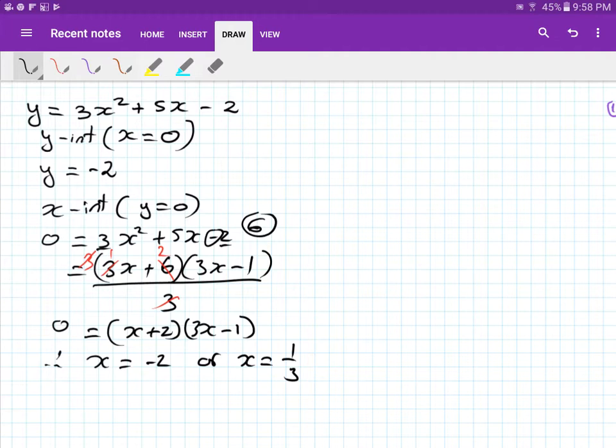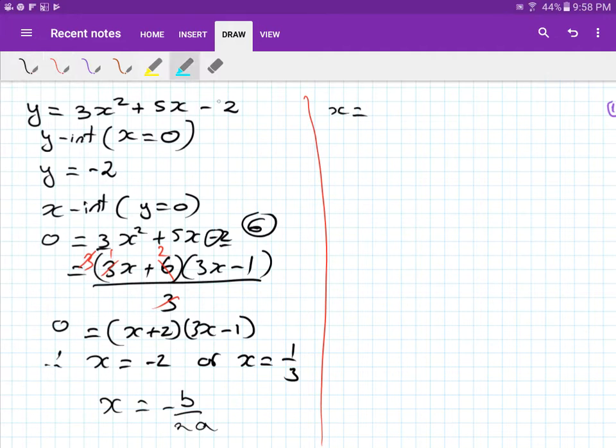That's your x-intercepts. Now I'm going to find the axis of symmetry, so that I can find the vertex. The rule is x equals negative b over 2a. I'll write it on here because I've run out of space. So now x is equal to negative b, and this one here is a.